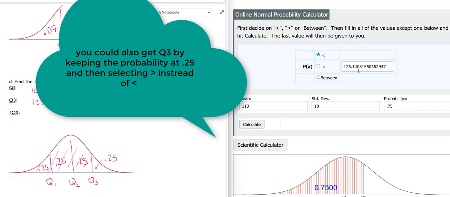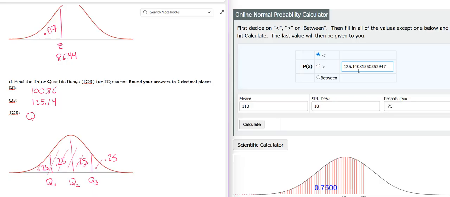And finally, interquartile range, it's Q3 minus Q1, and so we just get our calculator out and we subtract Q1 from Q3, and we get 24.28. I hope this is helpful.